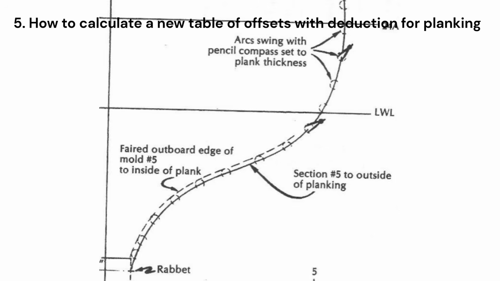That's easy. 5. How to calculate a new table of offsets with deduction for planking. The Bud McIntosh method is to make arcs with radius equal to the deduction. But we calculate directly a new table of offsets with deduction for planking. This considerably reduces the number of lines on the lofting table. Per will now explain how this is performed.